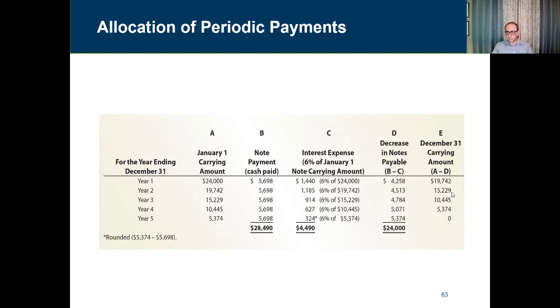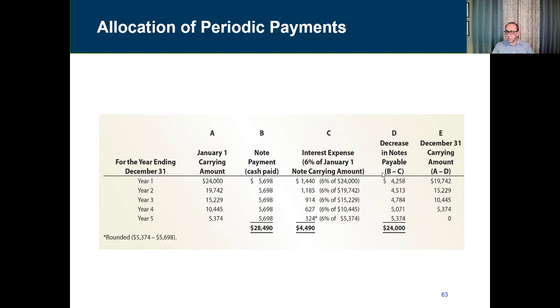We do the same thing. Take the $15,229 to year 3, and then we take this amount again, the $15,229 multiplied by 6%, that's $914. That's the amount of interest expense, and you can see it's declining year after year. We subtract it from our regular payment, which is the $5,698, and the difference is the amount that we reduce our note payable with, which is the amount of our principal payment. So our principal payment is going to go up by $4,784. We subtract the $4,784 from the $15,229, and we get the $10,445.